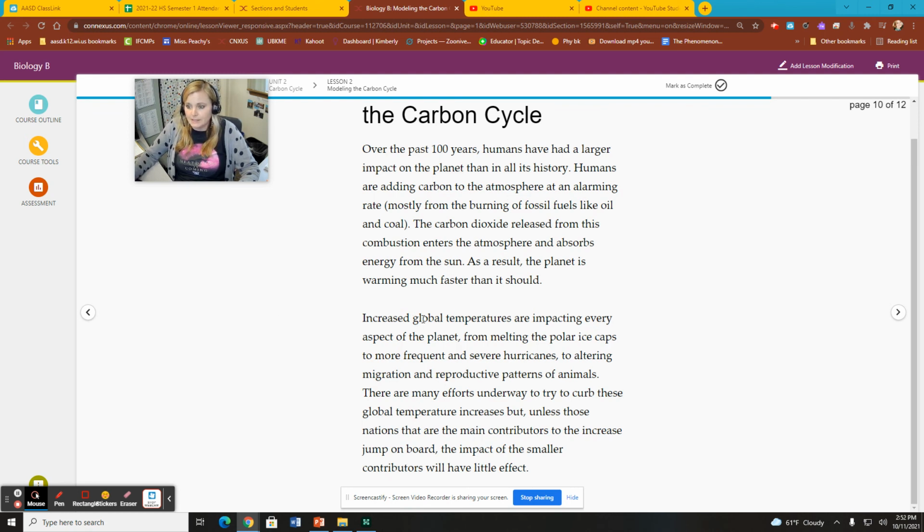But what we do see is melting polar ice caps, more frequent and severe hurricanes, altering migration and reproductive patterns of animals. All of these things can be directly related to an increase in global temperature that has been happening over time due to excess amounts of CO2 in the atmosphere.